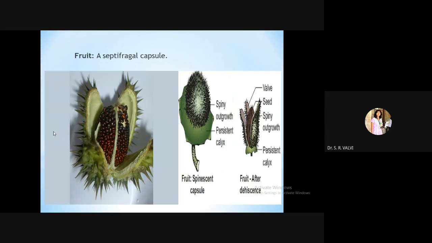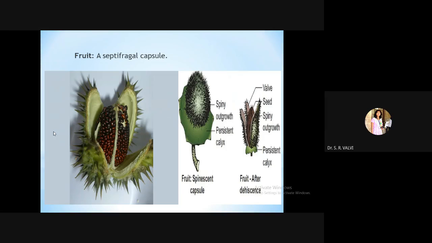Next character is septifragal capsule, a fruit character. Now, why is it called septifragal capsule? Let me first explain what is a capsule, then I will explain septifragal. There are three types of dehiscent fruits. The first is legume, then follicle, and then capsule.